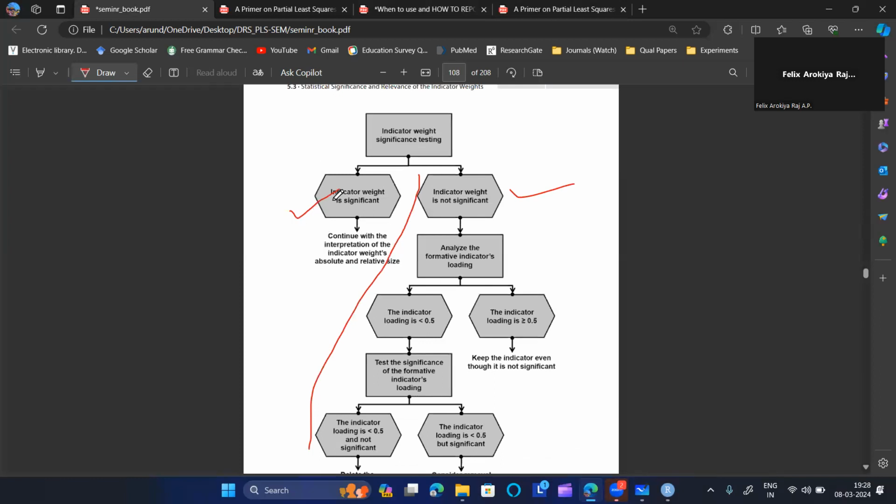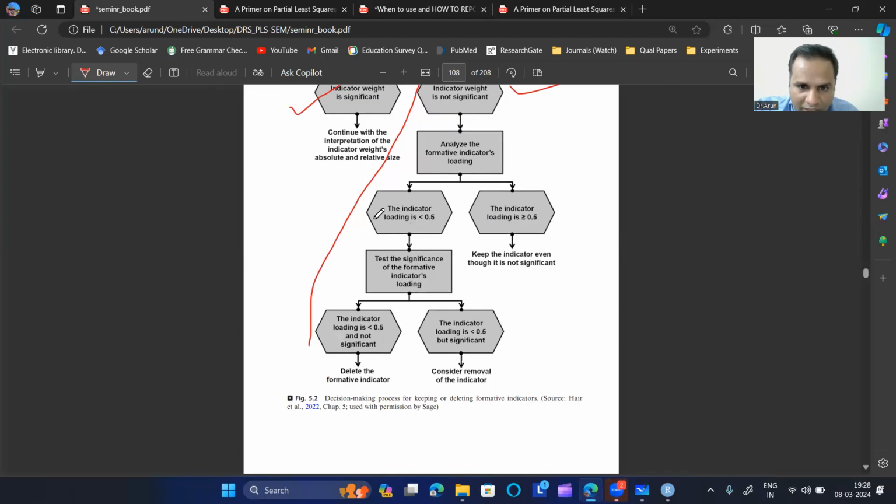So our weight was not significant. You see, only one item was significant, the rest were not significant. If your weight is significant, fine, leave it, redundancy ho gaya. Matlab, at least uska issue nahi hai. But if your indicator weight is not significant, as in our case, then analyze the formative indicator loading.